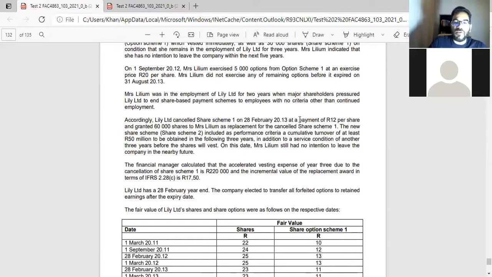Then there's a payment of 12 Rand. So what they're doing, they're paying out for the 30,000 shares.